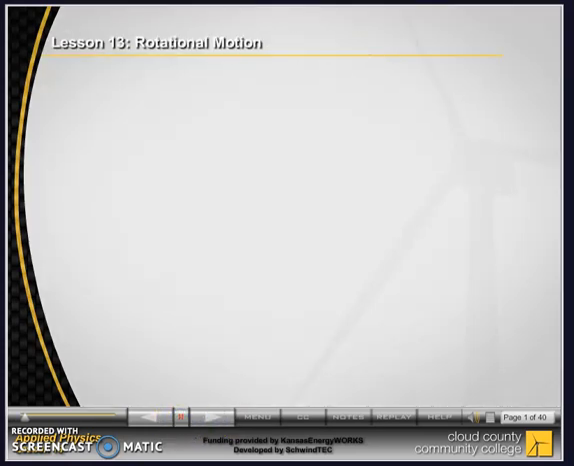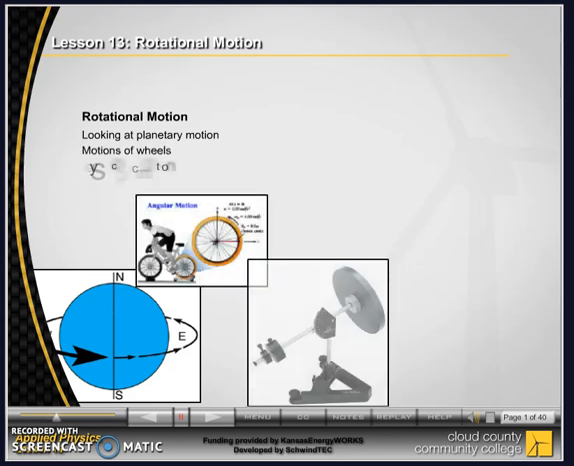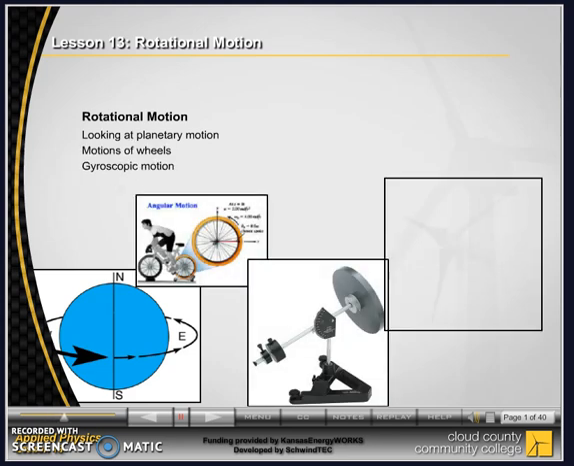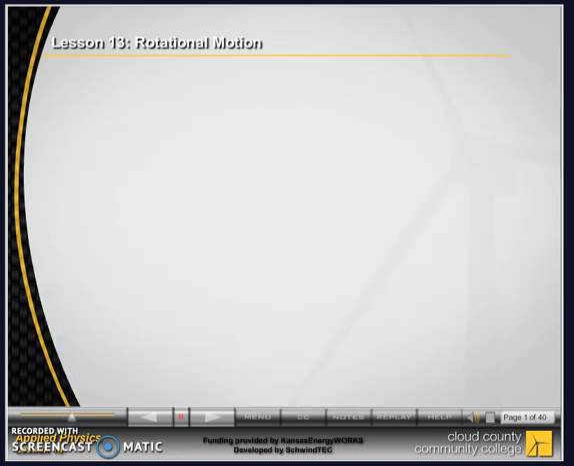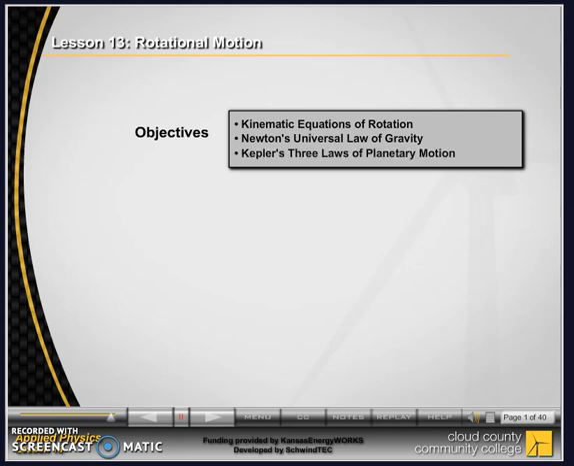Welcome to Lesson 13 of Applied Physics. This lesson covers rotational motion, including looking at planetary motion, motions of wheels, gyroscopic motion, and, of course, spinning wind turbines. In this lesson, you will cover the following objectives: kinematic equations of rotation, Newton's universal law of gravity, and Kepler's three laws of planetary motion.